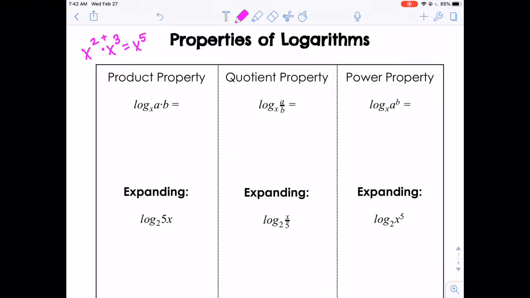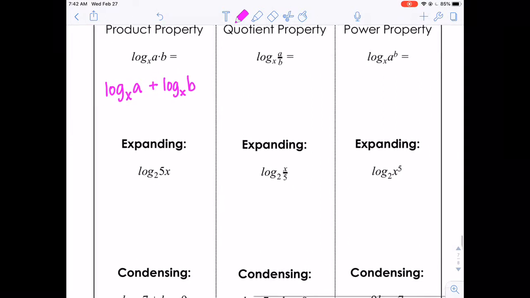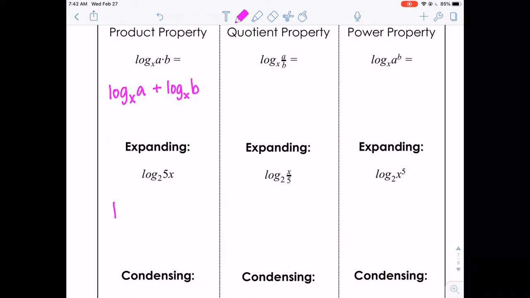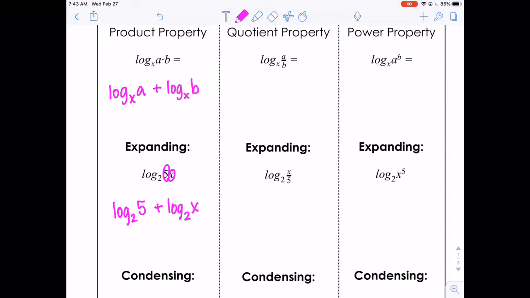So we would say that log base x of a times b is the same as log base x of a plus log base x of b. And those follow the same rules. So if we are expanding something like this, we could say that this is log base 2 of 5 plus log base 2 of x, because we have 5 times x here, so that means addition.